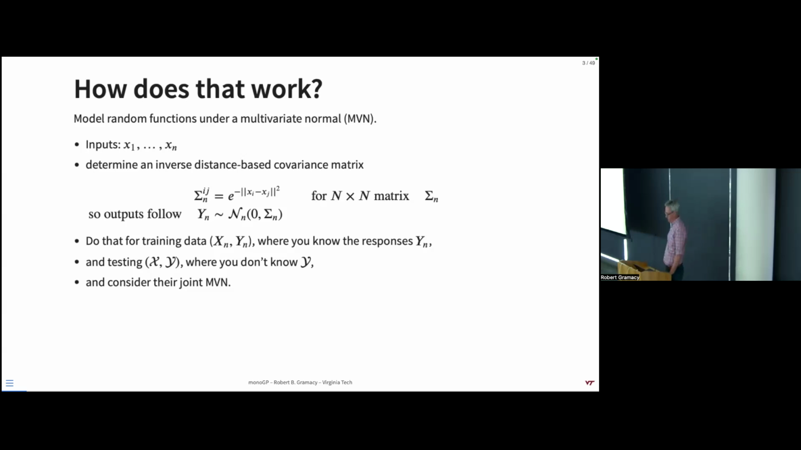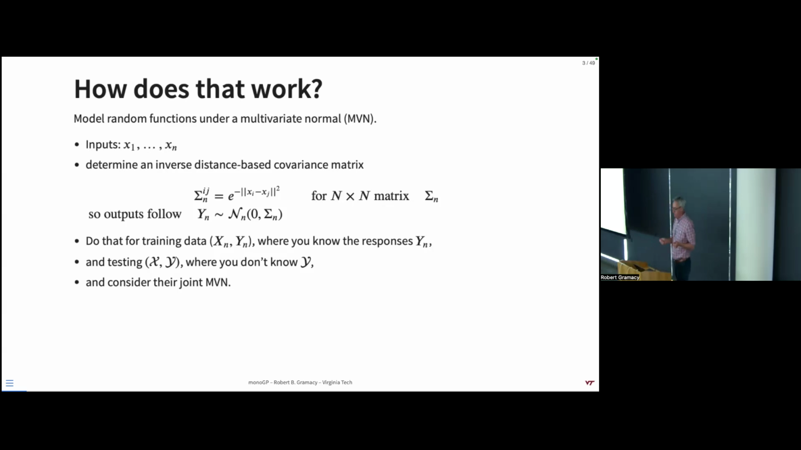We're going to model random functions under a multivariate normal distribution. If I have some inputs x, and I build an n by n covariance matrix with those n inputs that is a function of inverse distance, the ij entry in that matrix is e to the minus (xi minus xj) squared. I build that n by n matrix and plug it into my favorite random multivariate normal number generator, in this case with a 0 mean, and then plot those xy pairs. I'll have a nice smooth function. It won't exactly look like sine of x. That's where the learning part comes from.